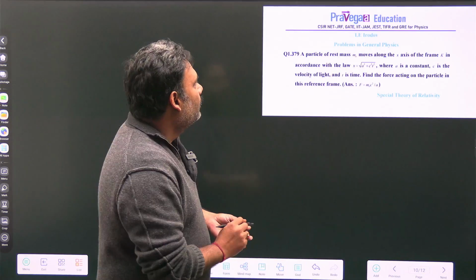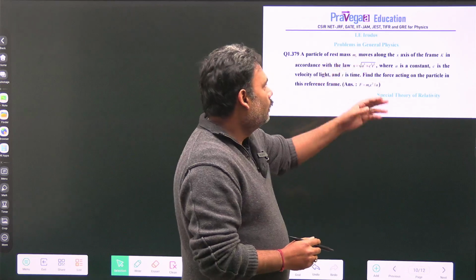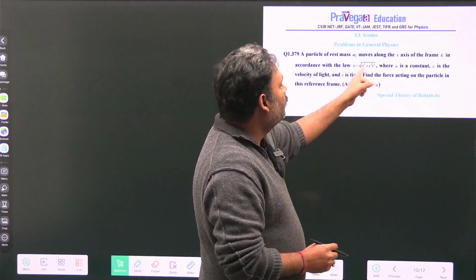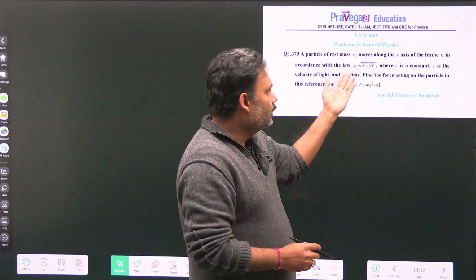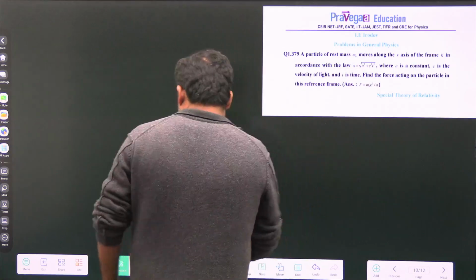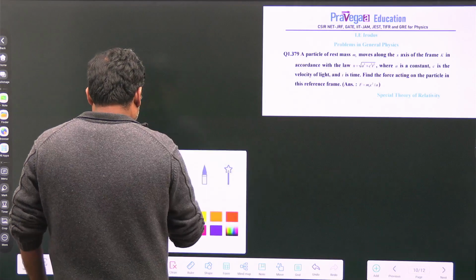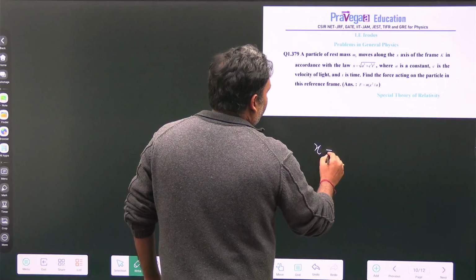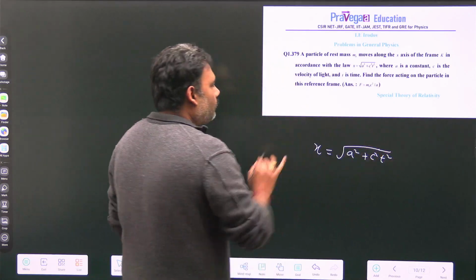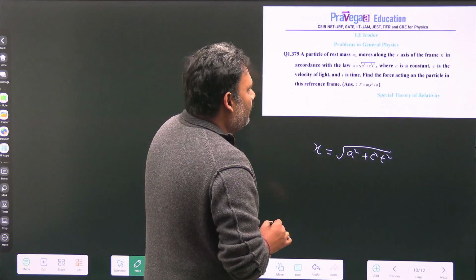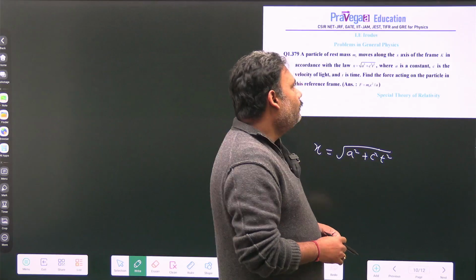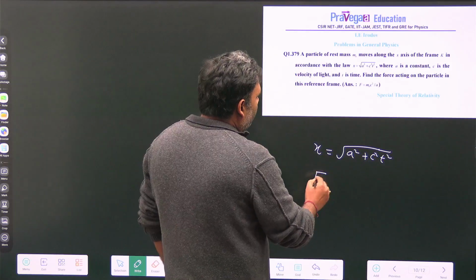So what is given? It is given that a particle of rest mass m naught is moving along the x-axis in some frame K according to a particular law. So what is this law? That is the function between position and time, and this is given as x is equal to root under a square plus c square t square, where a and c are constants, obviously c is the speed of light, and what we have to do is calculate the force acting on the particle.